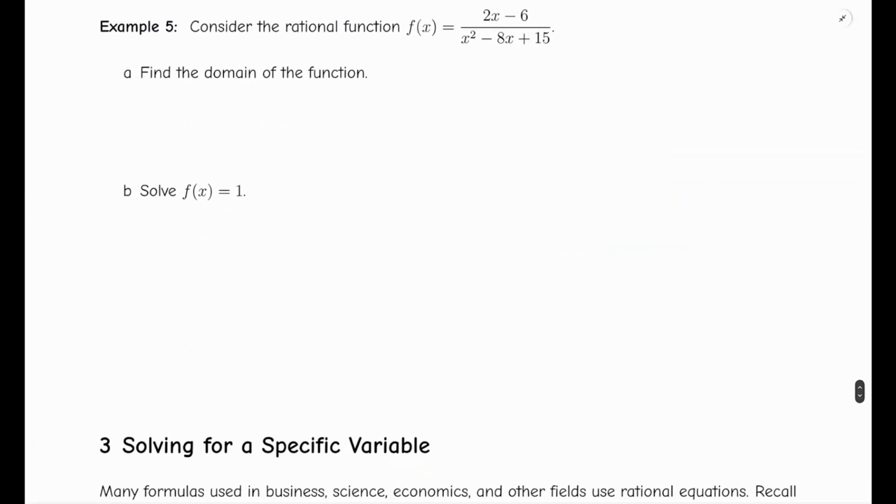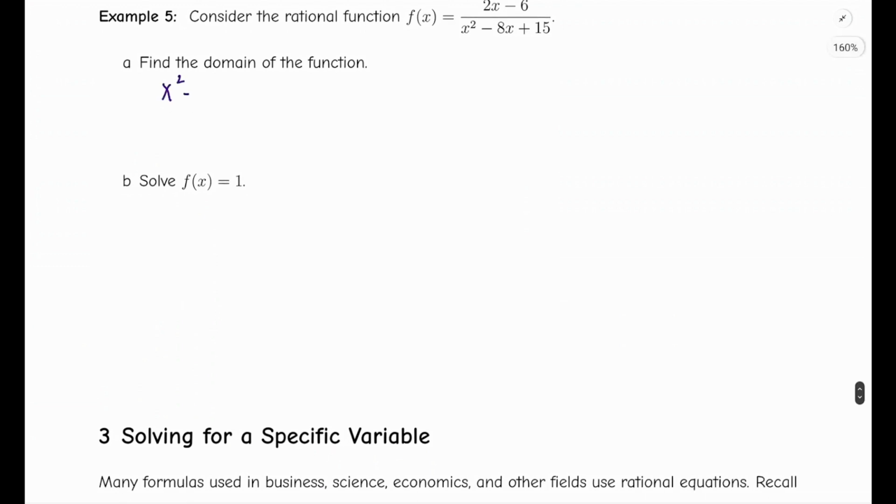Example 5. Consider the rational function f of x equals 2x minus 6 over x squared minus 8x plus 15. Find the domain of the function. So remember, the domain is when the denominator does not equal 0. So we're going to have x squared minus 8x plus 15 cannot equal 0. Going to factor that, and we get x minus 3, x minus 5 cannot equal 0.